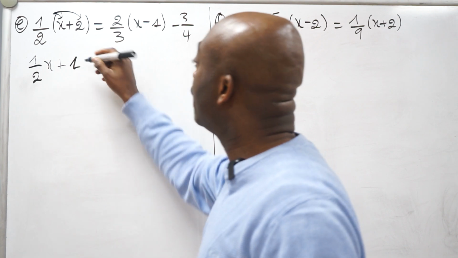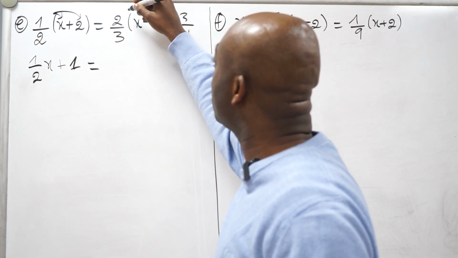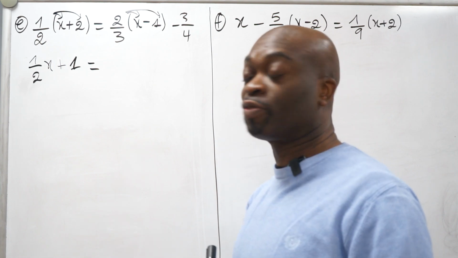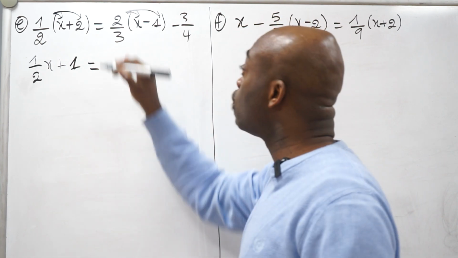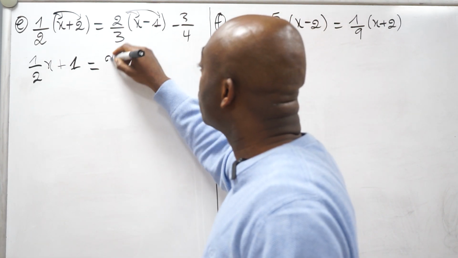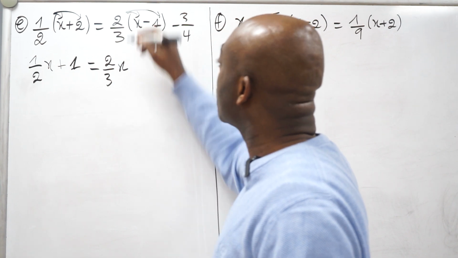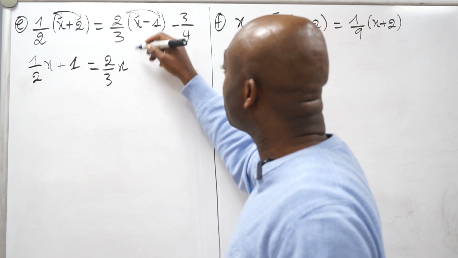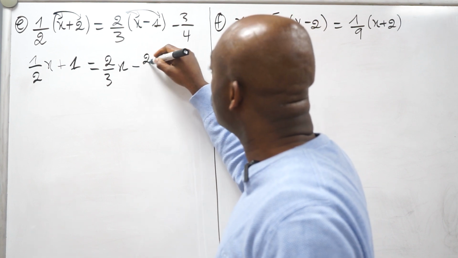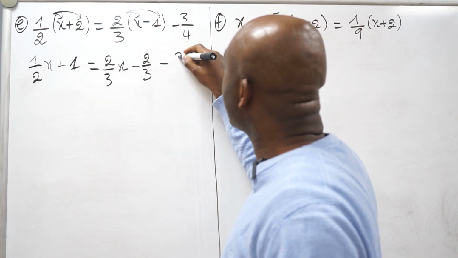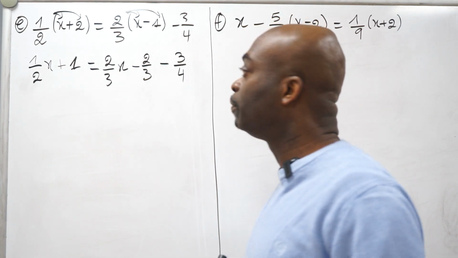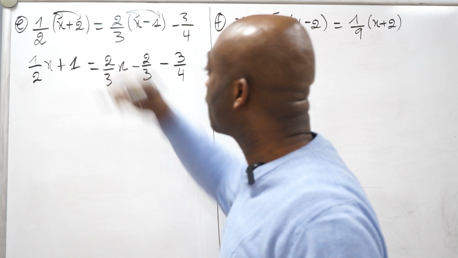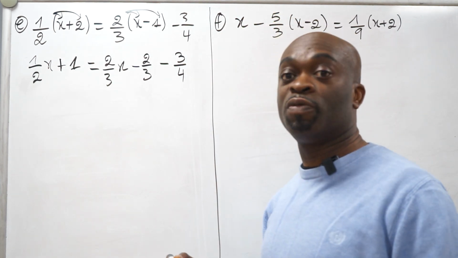All right. And then we just keep going. This is equal to, then we have 2/3 times x, and then 2/3 times negative 1. So 2/3 times x is going to give us 2/3x. And 2/3 times negative 1 is going to give us negative 2/3. And then we bring down negative 3/4. All right? So this is what we have so far. Now, we just removed the parentheses.